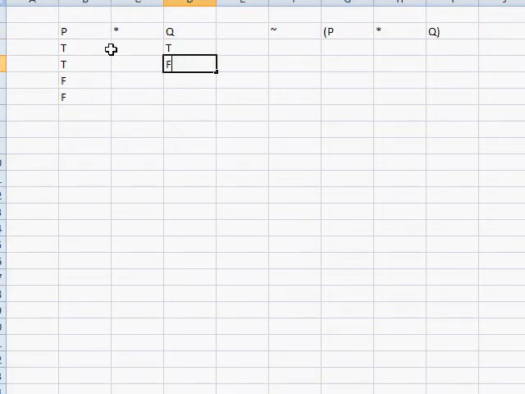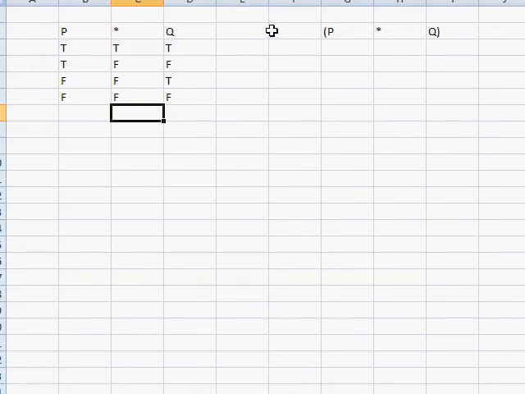So for this, I'll just use P and Q, and not (P and Q). For P and Q, we get true, true, false, false, and true, false, true, false. Remember the conjunction operator is only true when they're both true, which is only in the first row, and for the rest, since they're not both true, we get false, false, and false.